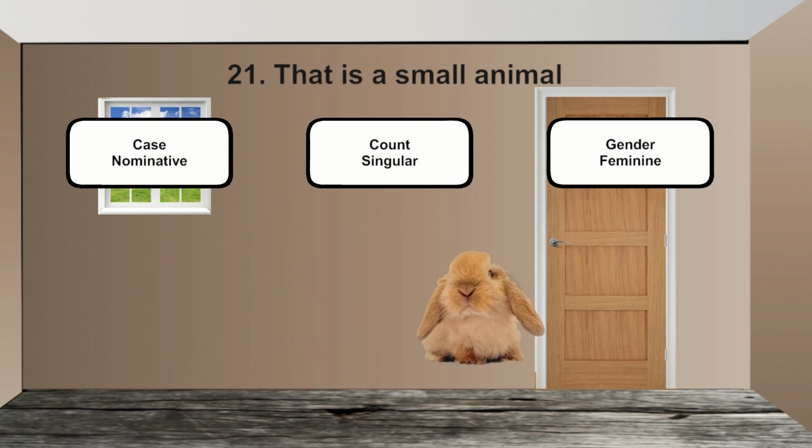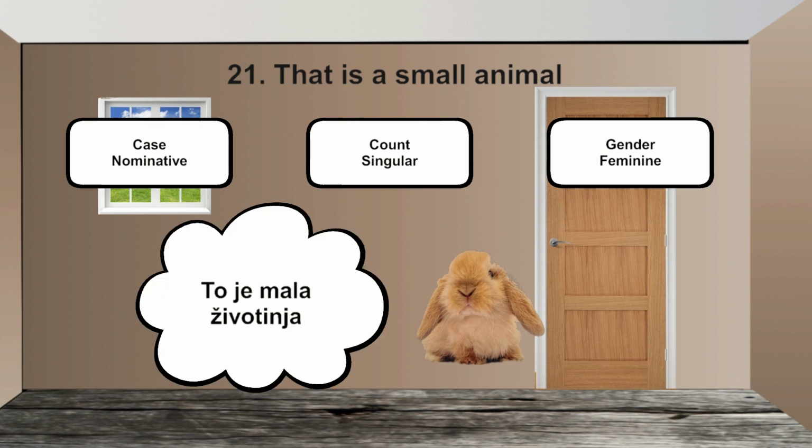Question 21. Pitanje 21. That is a small animal. Feminine, singular. To je mala životinja. And again, to je mala životinja.